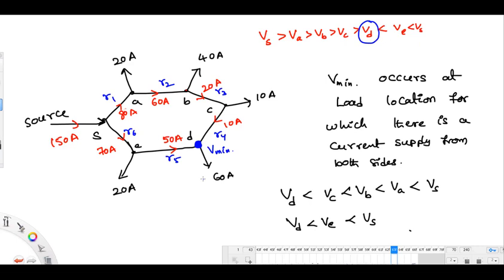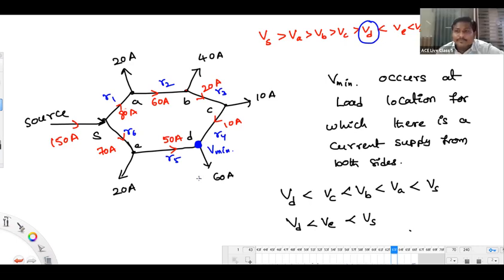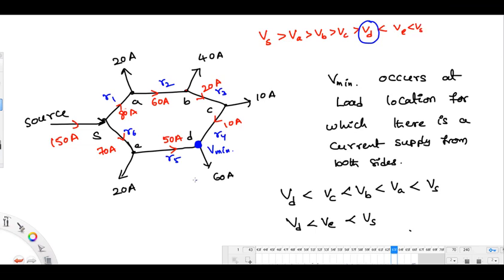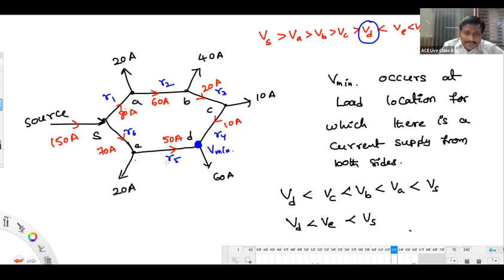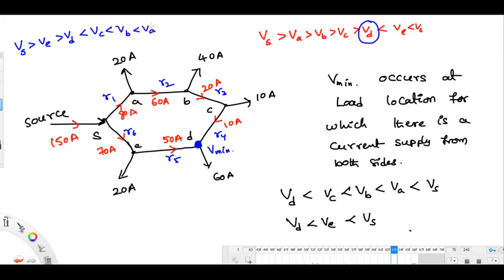If I see in the other way, sir, B might be coming as the lowest voltage, no, sir? Why? If I go anti-clockwise, from source to E, E to D. Okay, Vs is greater than Ve, greater than Vd, but D is less than C, right? That is less than B, that is less than A. Then again D is the lowest. Right. Clear. Thank you.